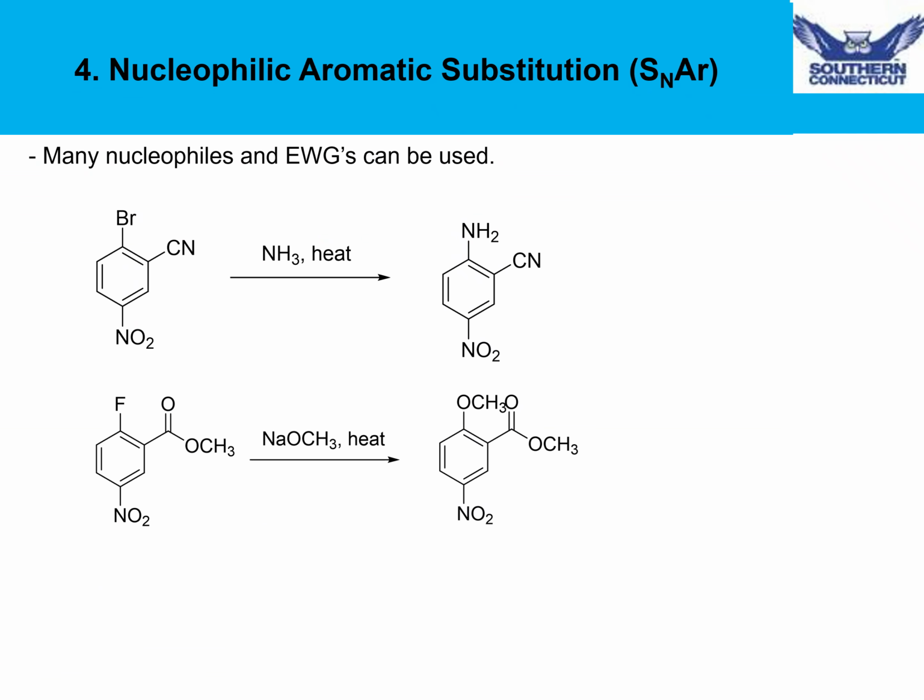There are many nucleophiles as well as electron withdrawing groups that we can use in the nucleophilic aromatic substitution reaction. For example, ammonia can replace a bromine. In this particular example, notice that we have a nitro group and a nitrile that are ortho and para to the leaving group. In the second example, we're using a methoxy group as a nucleophile, and that's going to replace a fluorine. In this example, we're using an ester and a nitro group as electron withdrawing groups.